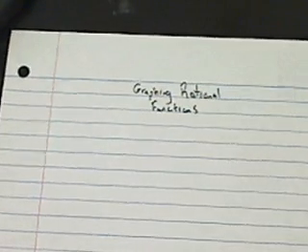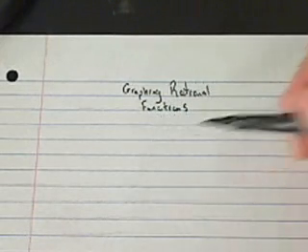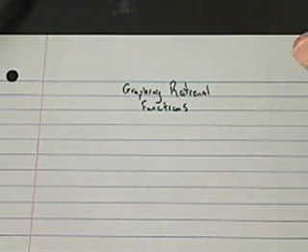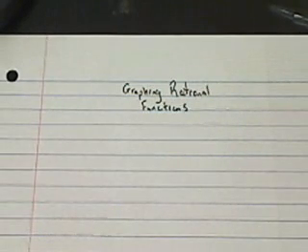Okay, good evening. Tonight we're going to be looking at how to graph a rational function. Now, when we're looking at how to graph rational functions, there's several different steps that we're going to be looking at. There's going to be 9 total steps that we're going to need to take care of.